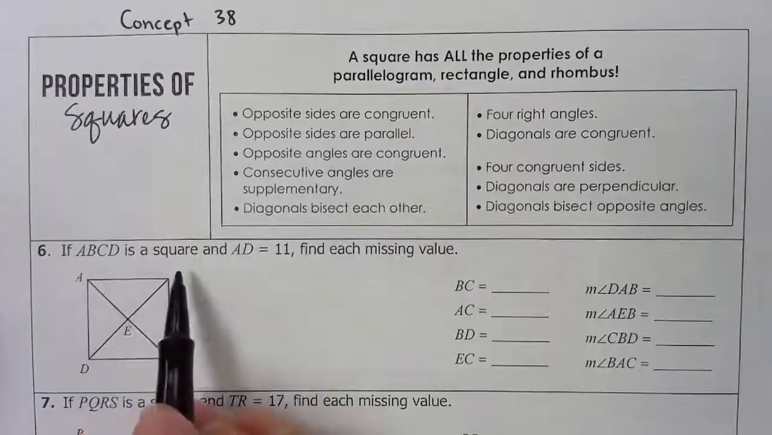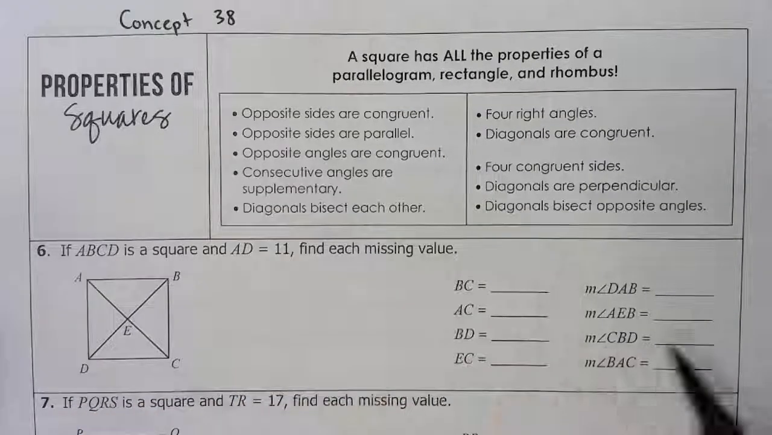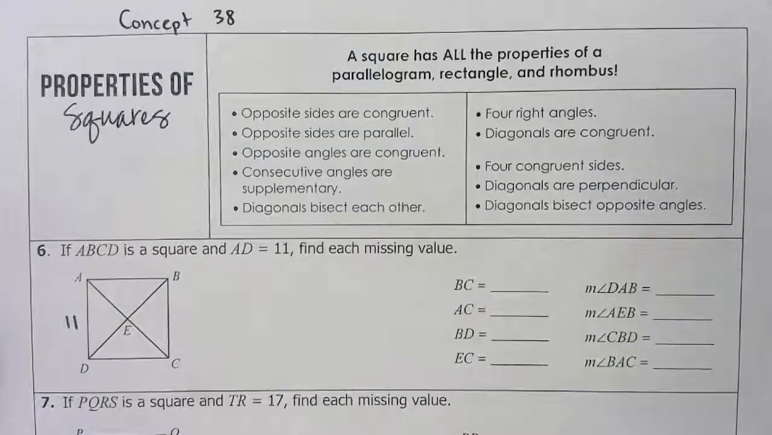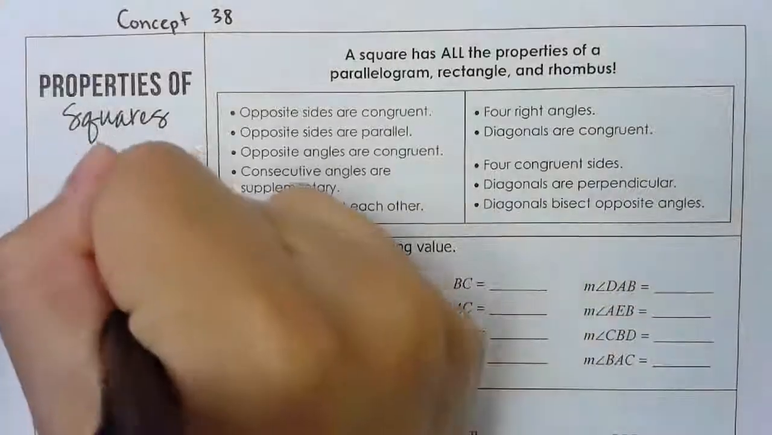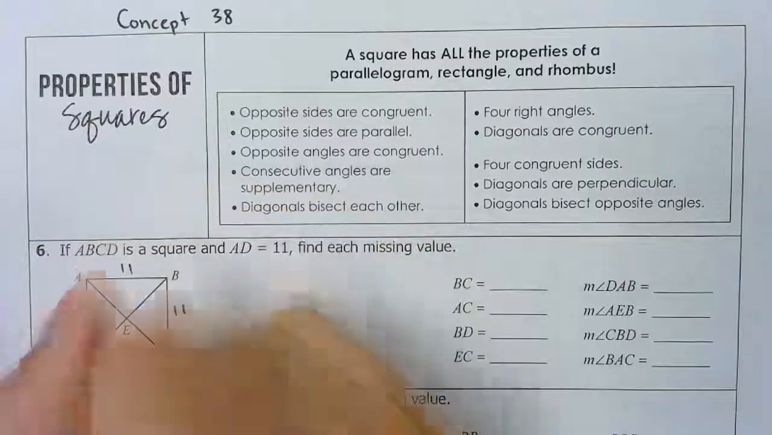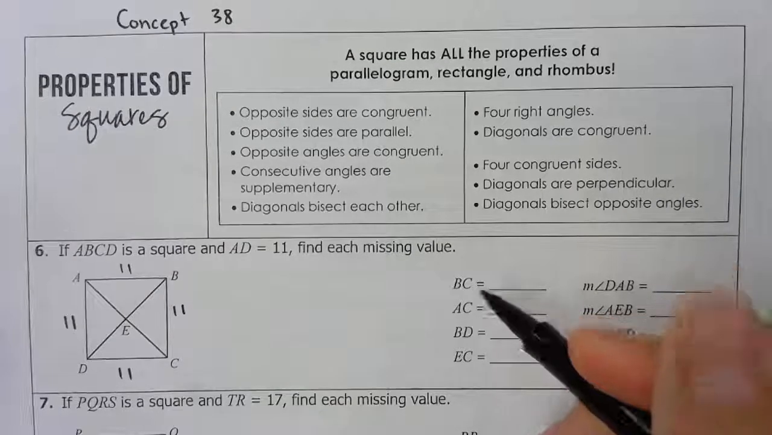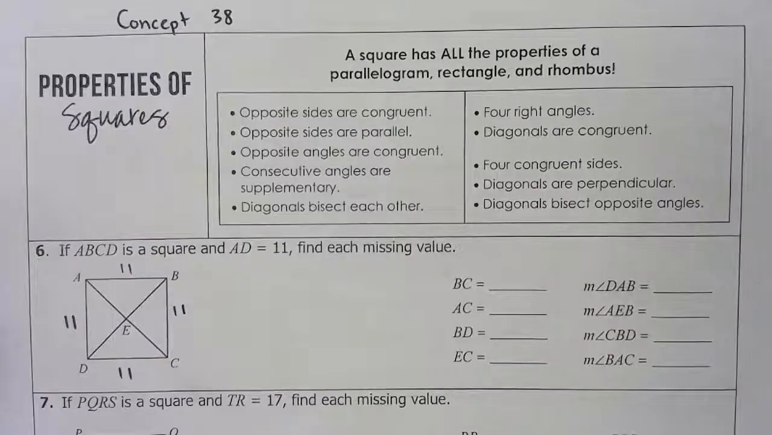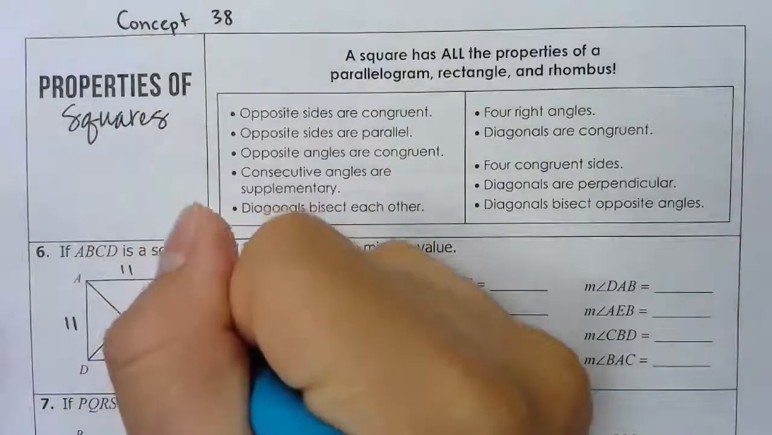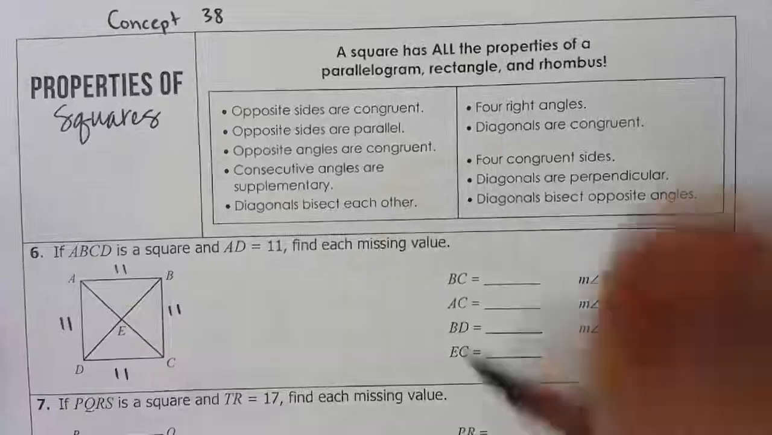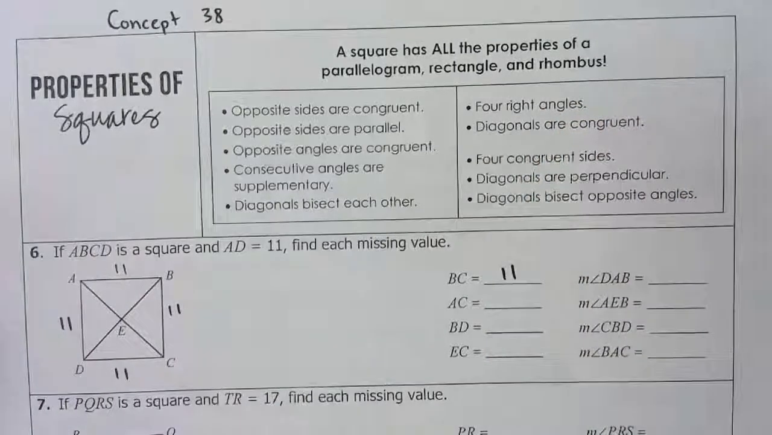If ABCD is a square and AD is 11, find each missing value. So AD is 11. So I'm right here. So it's a square, so all 4 sides are equal. So I can just label 11 all across all 4 sides. BC is the other side of AD, so it's just the other length of the square. So I could just say this one's 11 as well.